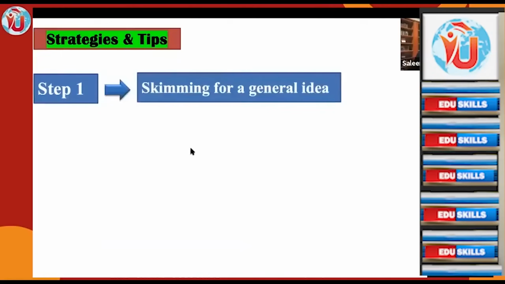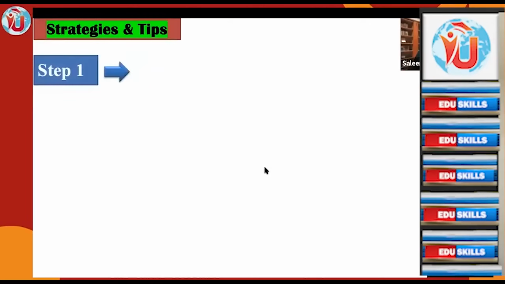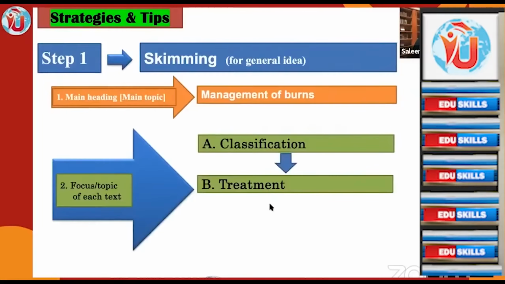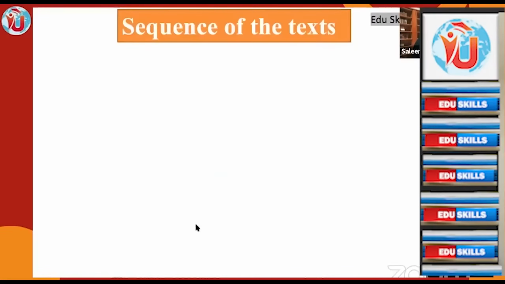Step 1, skimming for a general idea. That's what we did: the main heading and the headings of each text, and the subheadings. These are the things we have to look into. Then step 2, focus on the topic of each text: classification, treatment, management, guidelines. That's what we have done already.